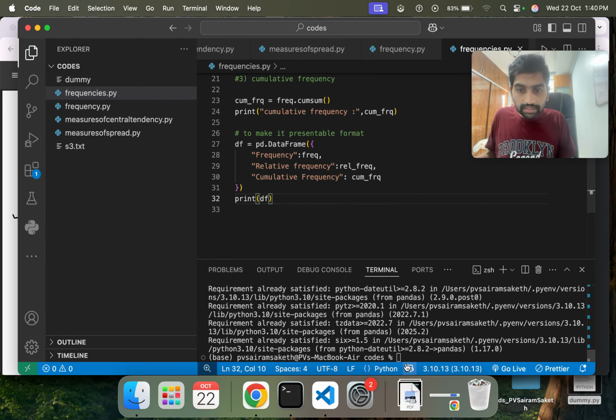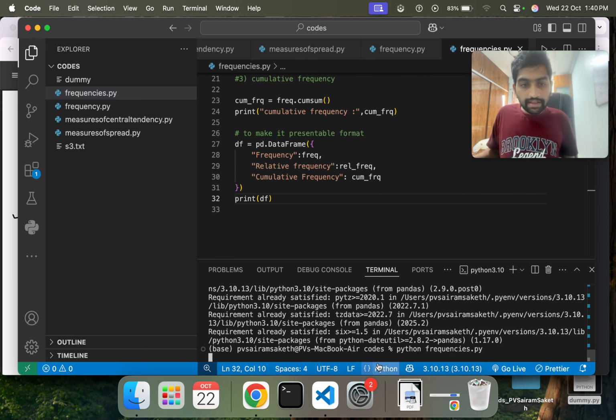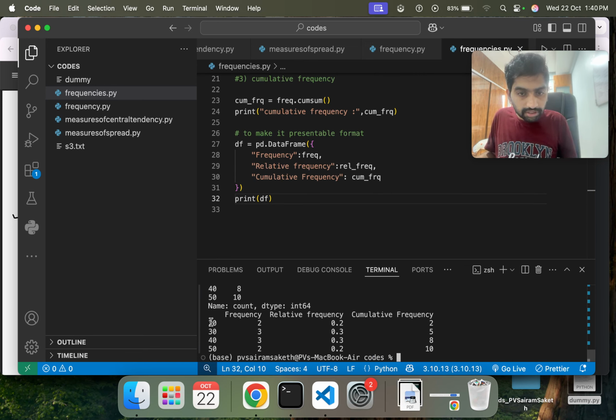Now if you check this particular output, python frequencies dot py, if I execute this, you see you got this value. See, 20 count is 2. If you divide 2 by 10, how much? You'll get 0.2 as the relative frequency. 3 means 30% frequency, and 4 means this frequency you got. Cumulative: 2, 2 plus 3 is 5, 5 plus 3 is 8, 8 plus 2 is 10.